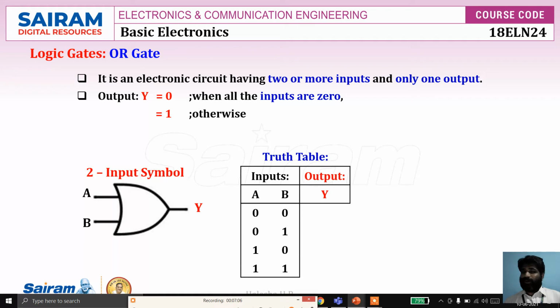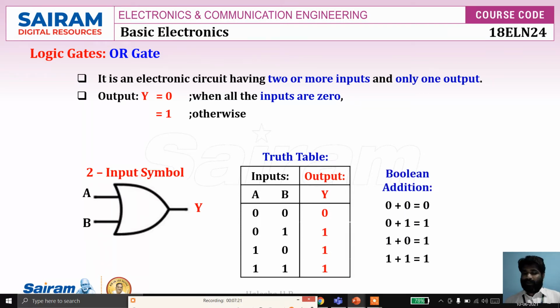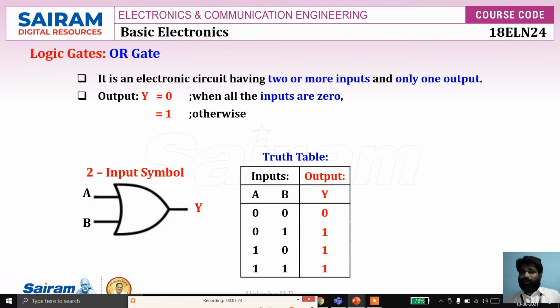So these are the possible combinations. See, in the first combination, both inputs are 0, 0, so the output is 0. In the remaining combinations, at least one input is 1, and in the last combination both are 1, 1. So the output is 1. Okay, and this is the truth table of the OR gate.